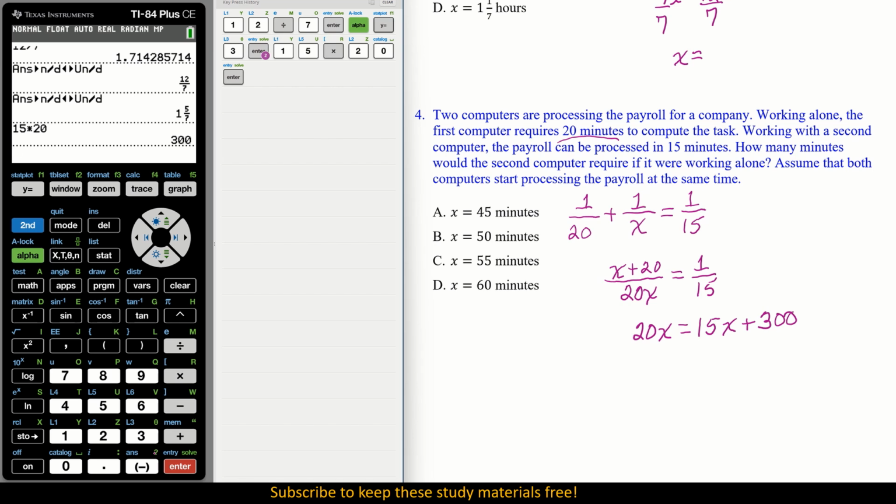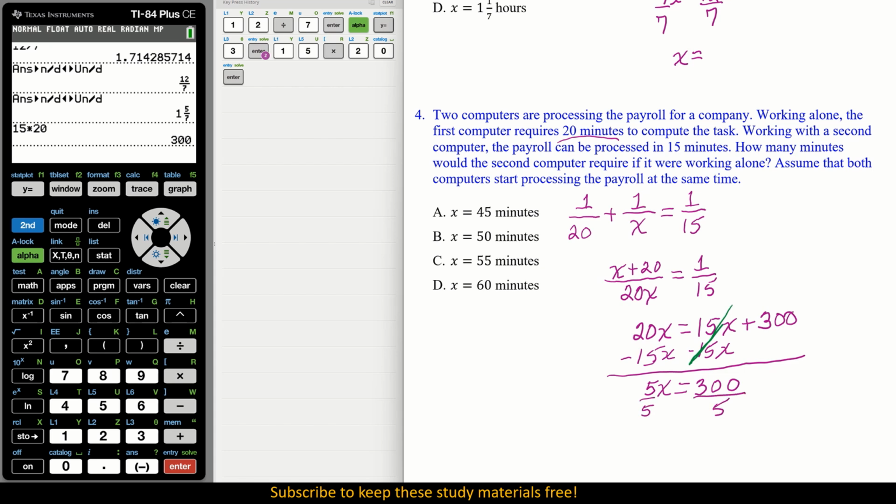So let's go ahead and say minus 15x on both sides. This means this is a zero pair, so that goes away. So what do we really have? We have 5x equals the 300. Divide both sides by 5. That means x equals 60 minutes. And that gives us option D. But just for grins, let's put it in the problem solver, just in case.